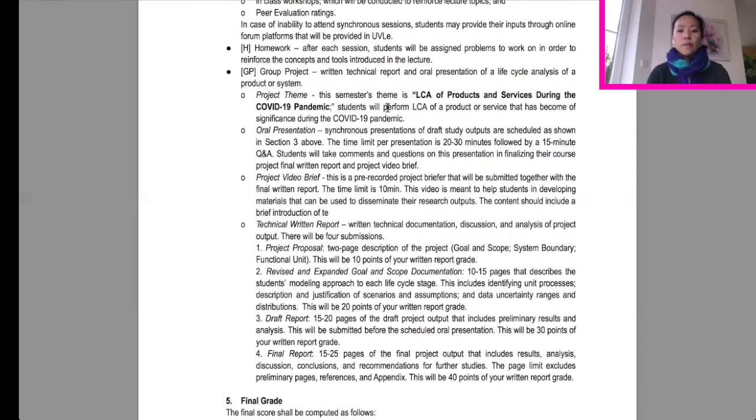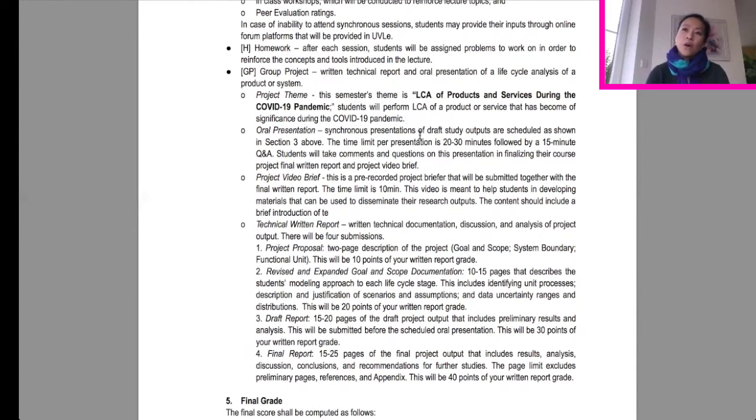Okay, so you are basically expected to perform an LCA of a product or service that has become of significance during the COVID-19 pandemic. So in last semester, one group, for example, looked into the LCA, life cycle analysis, implications of changes in energy demand for the residential sector in Metro Manila. One group looked into a comparative LCA analysis of different mask options.